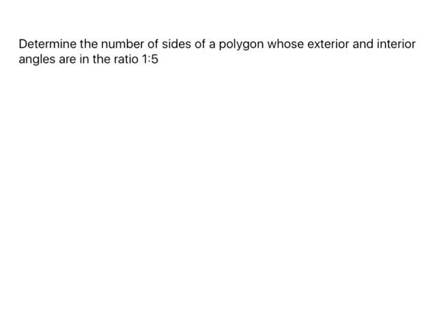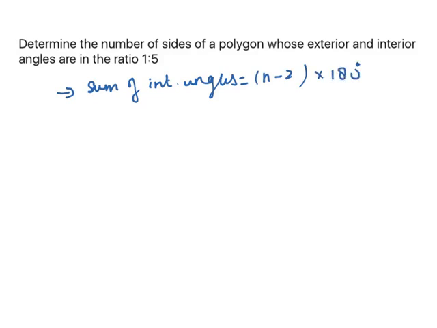Next question we have to find out the number of the sides of a polygon whose interior and exterior angle ratio is given as 1:5. Now in this question we know the sum of interior angles is equal to (n minus 2) into 180 degrees. And next we know the sum of exterior angles of a polygon is equal to 360 degrees. So these two things we know.